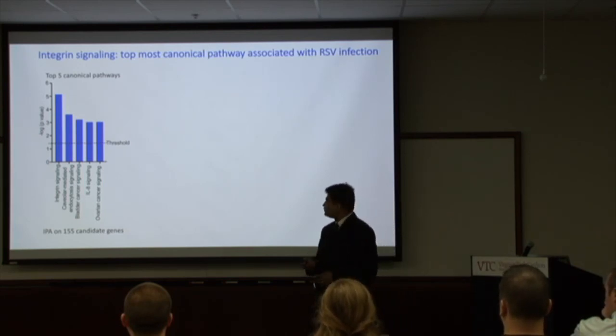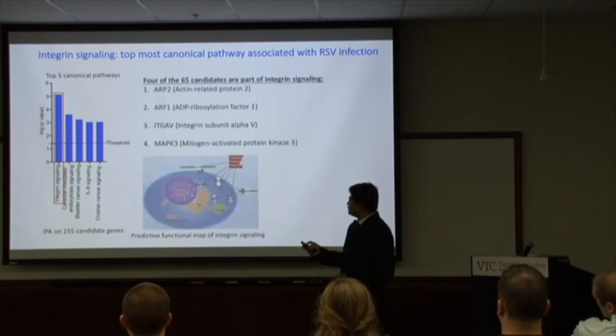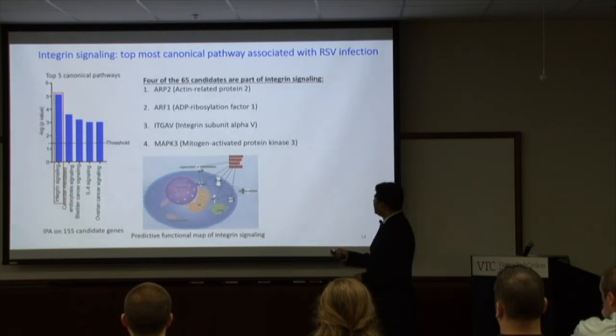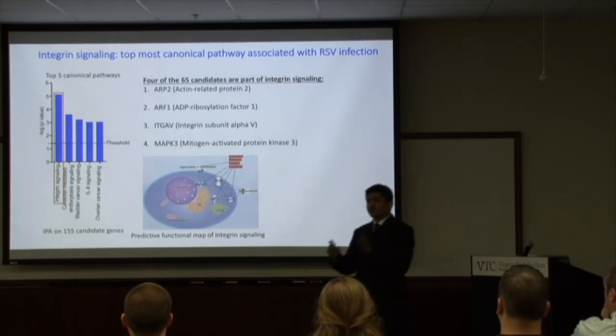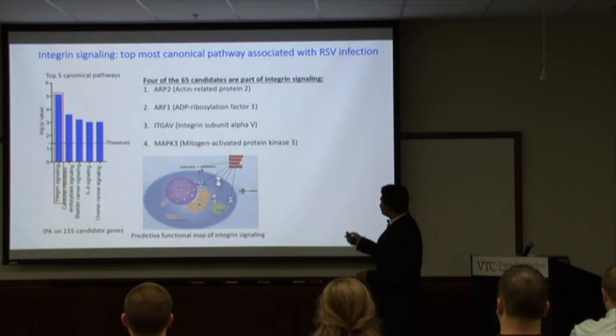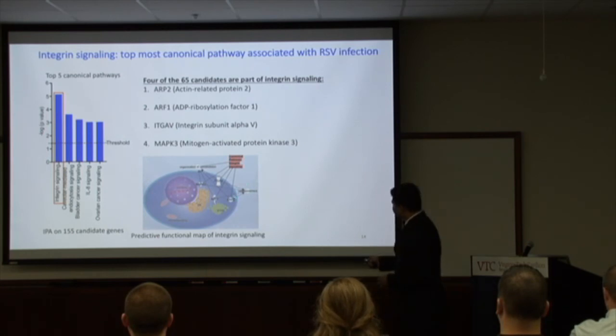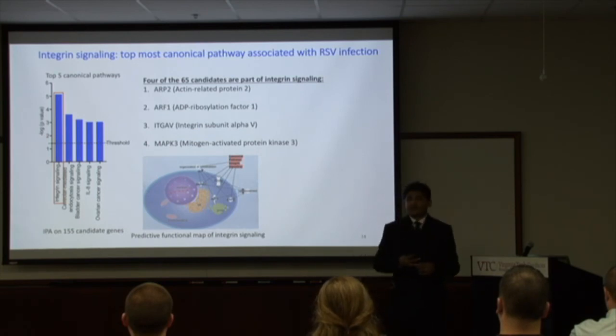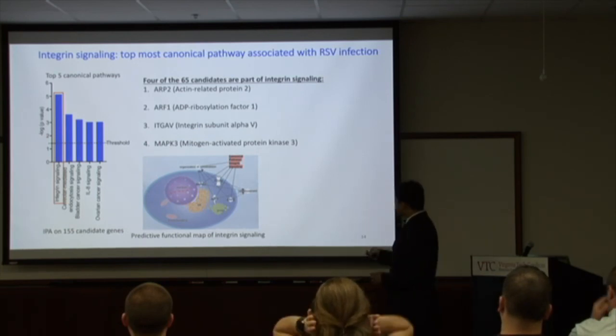And interestingly enough, 4 of the 65 candidates are associated with integrin signalings. So now from 65, I have 4. And to note, integrin signalings can be involved in cell movement or organization of the cytoskeleton. And these 4 proteins are actin-related protein 2, ADP ribosylation factor 1, integrin alpha 5, and mitogen-activated protein kinase 3.